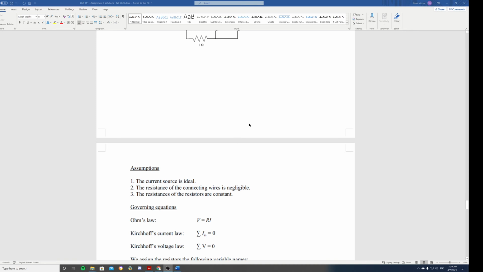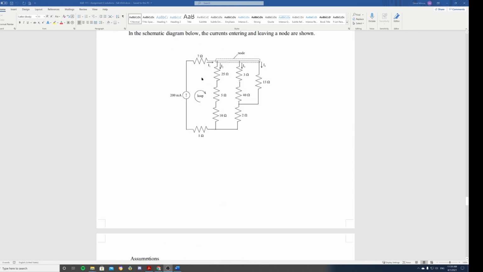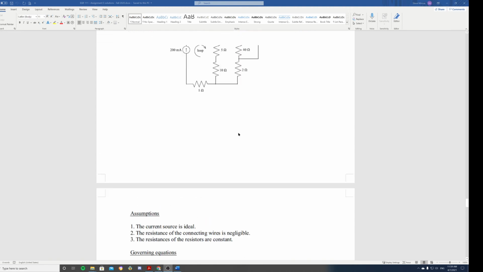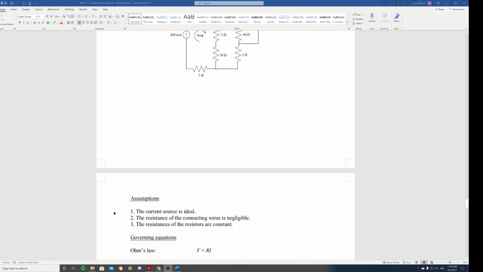Also, connecting wires, the electrical resistance of wires is so small that you can neglect it and just say it's 0. And the last one is, yeah, all resistors are constant. So any of the circuits that we work with in this class are going to follow these assumptions.